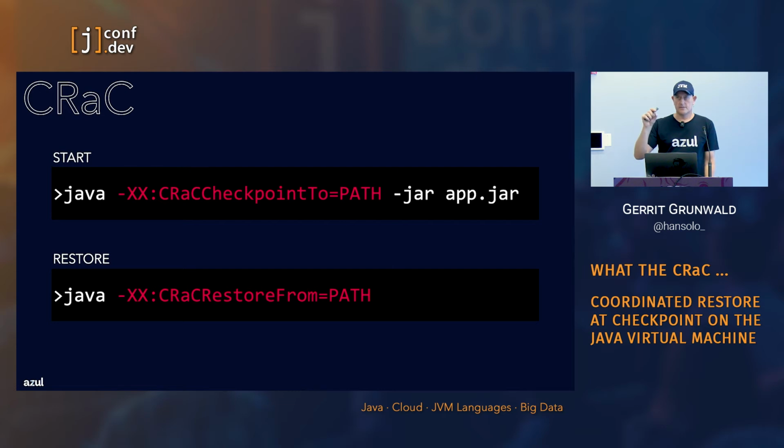I told you already, if you have open files, then somehow you need to close them. And this is the reason why we have these two things. To start it, we have this option -XX:CRaCCheckpointTo=path. So you call the jar, the fat jar for example, and then you point it to a path. You pass this parameter to the JVM, and when we create the checkpoint, the JVM will store the files in this folder that you defined. And if you restore it, you just say java -XX:CRaCRestoreFrom= pointed to the same path.